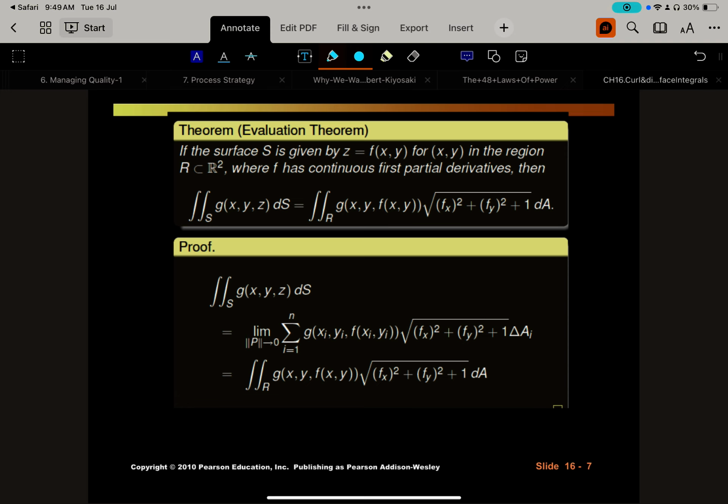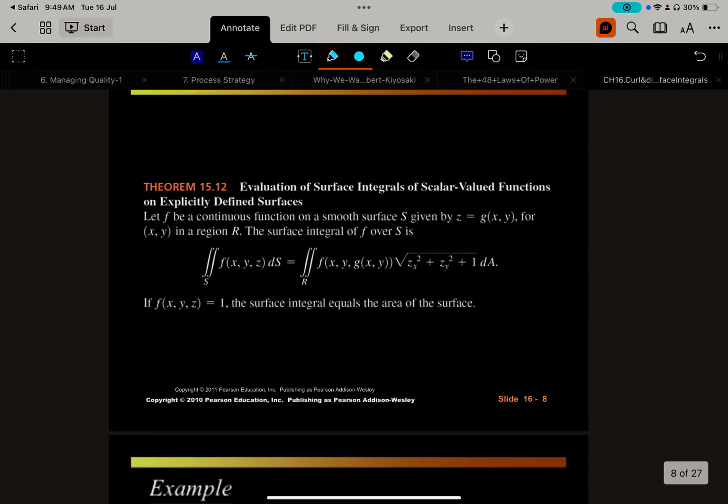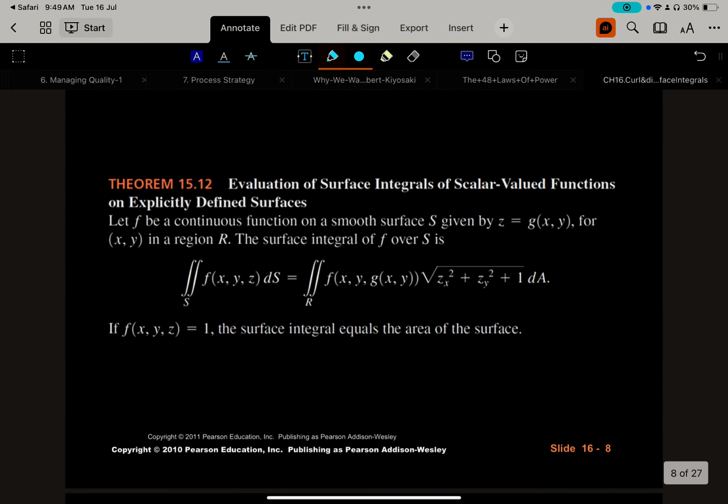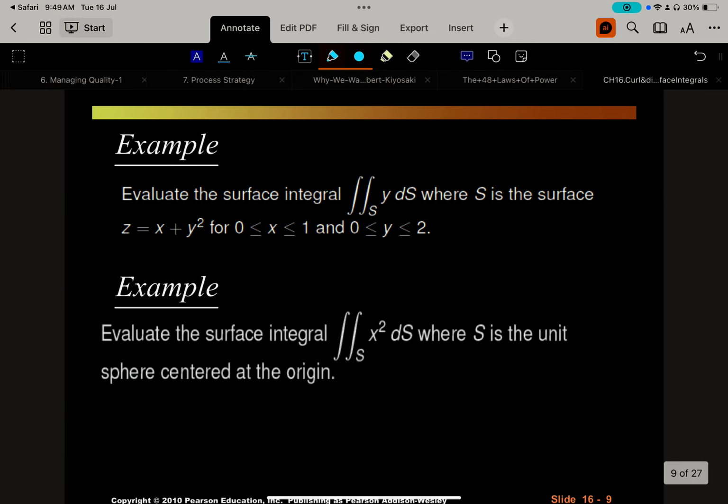Now this is the evaluation theorem. As we said here, f_x, f_y, and we have the function g of x. Now this is the proof. If f equals 1, the surface integral equals the area of the surface. So, evaluate the surface integral where S is the surface.